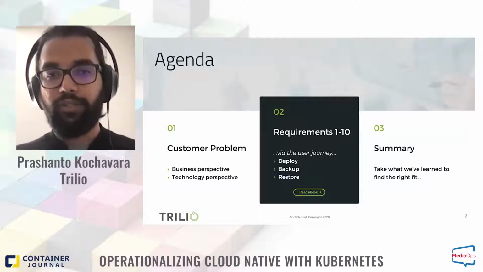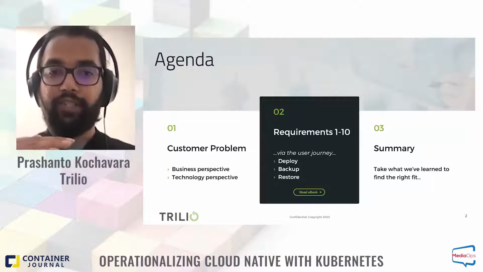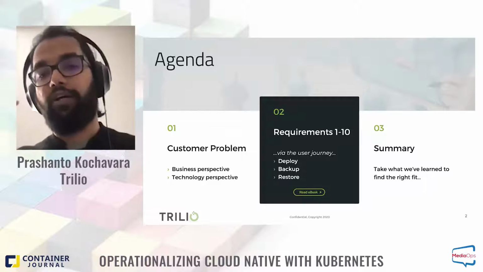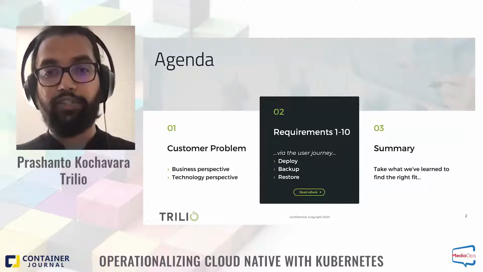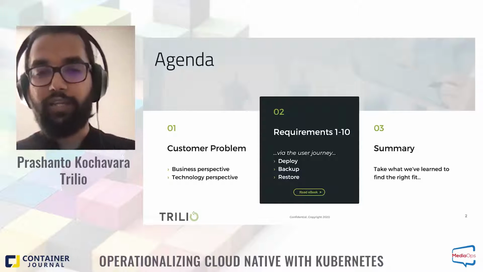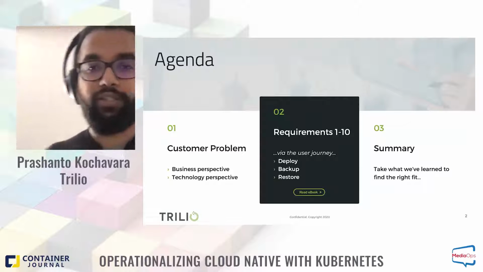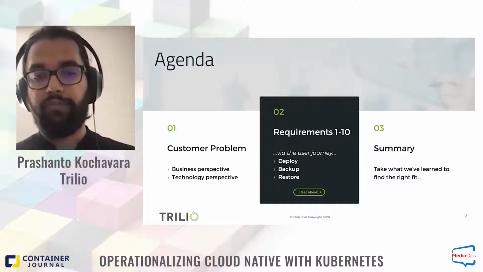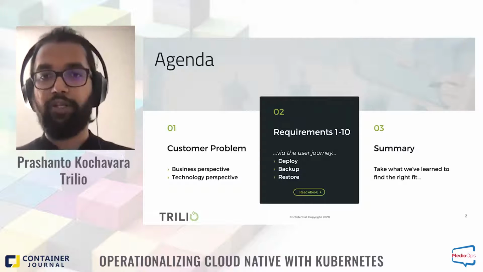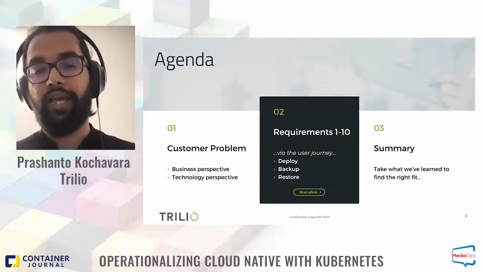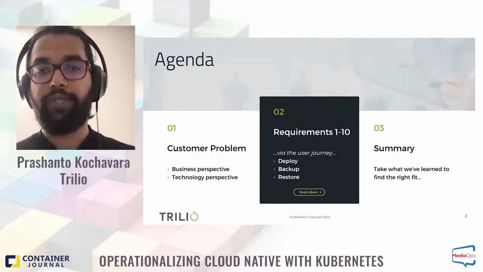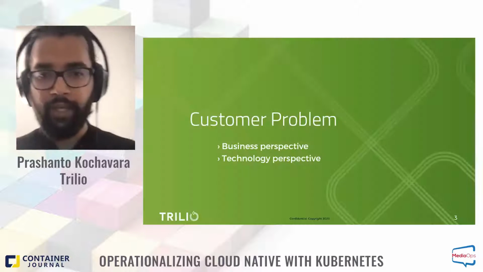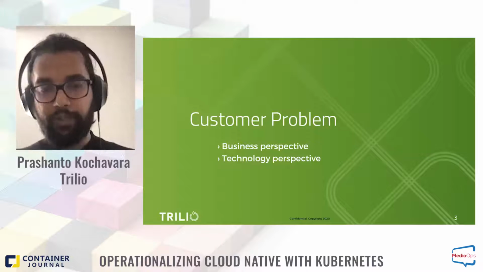And to make it easy to understand, I will frame this as part of a user journey, talking about the deployment, the backup, the restore, and other logistics around data protection, so that it makes more sense as to what a user would be doing when using this technology. And then finally, we will get into a summary where we will recap the use cases that we want from a data protection solution, and go over the top 10 requirements, making sure that we are taking the right learnings home with us. Now, without much ado, let's jump into the customer problem.